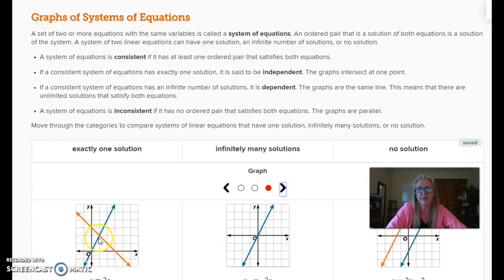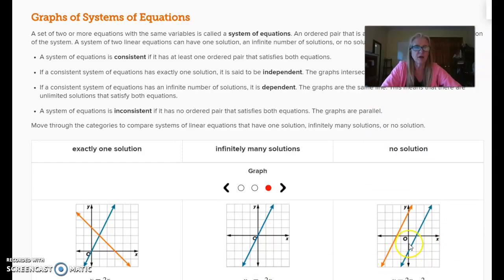One solution. The one point where these two lines intersect is the one solution. This is a graph where both lines are the same line. You can't really see it because one line's lying on top of the other. But this is an example of infinite solutions. And then over here, the two lines are parallel, so they have no solutions. They will never intersect. Okay.